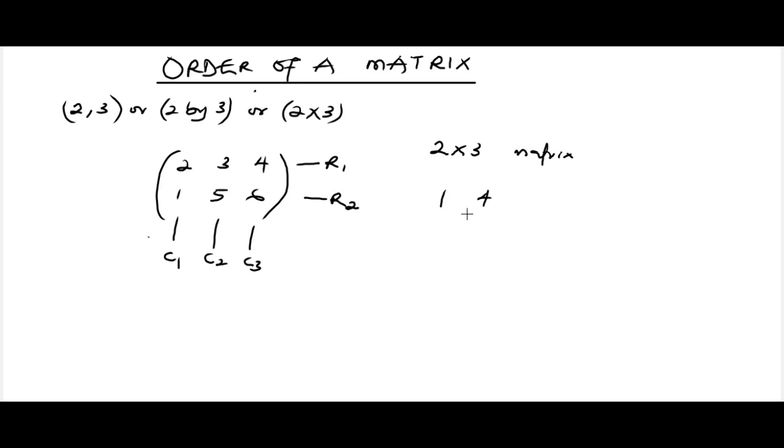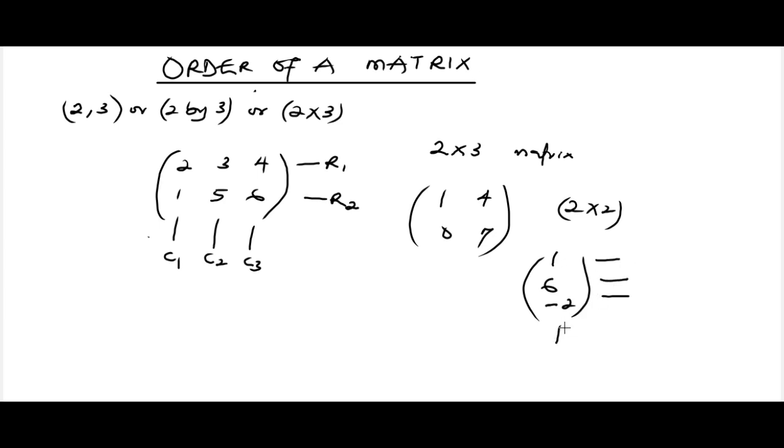If you have 1, 4, 0, 7, here we have 2 by 2 matrix, that is 2 rows, 2 columns. If you have 1, 6, -2, here we have 3 by 1 matrix because we have row 1, row 2, row 3, and we have only 1 column. So this is 3 by 1 matrix. This is how to identify the order of a particular matrix.